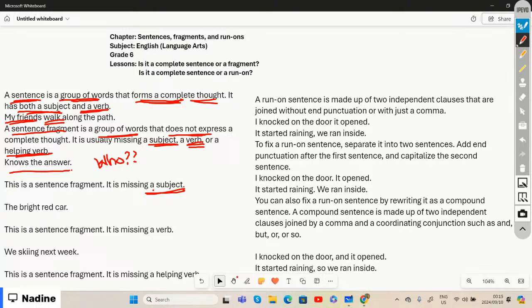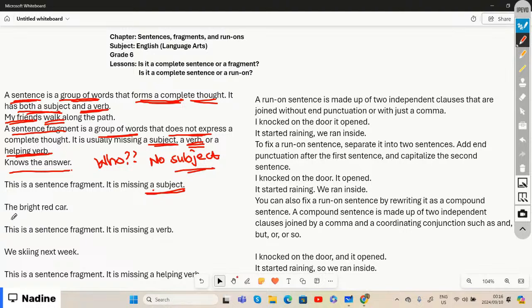There is no person, there's no thing that is basically telling us, we don't have an idea of who knows the answer, right? So which means that this is missing a subject. There is no subject, no person or no thing that knows the answer, which means that that is a sentence fragment. It is not a complete sentence, or it's not a complete thought.